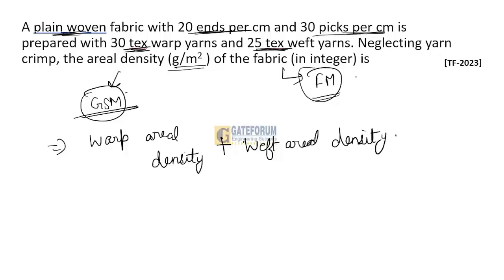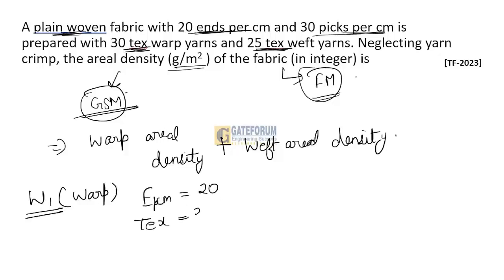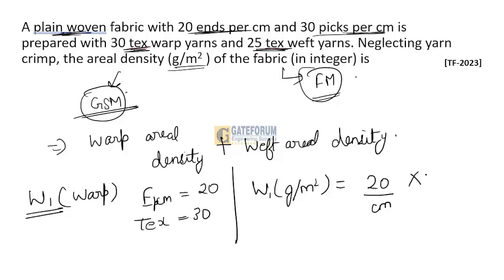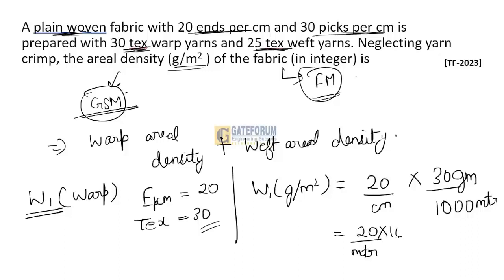for W1, for warp, it is saying that EPCM, ends per centimeter, is 20 and tex is 30. So how will we calculate this W1, the weight in gram per meter square? You calculate 20 ends per centimeter, as given, and the tex is given; tex is basically gram per 1000 meter, so 30 gram per 1000 meter. So per centimeter into meter, we multiply by 100, into 30 upon 1000 gram per meter. The zeros cancel, and this comes out to be 60 gram per meter square.